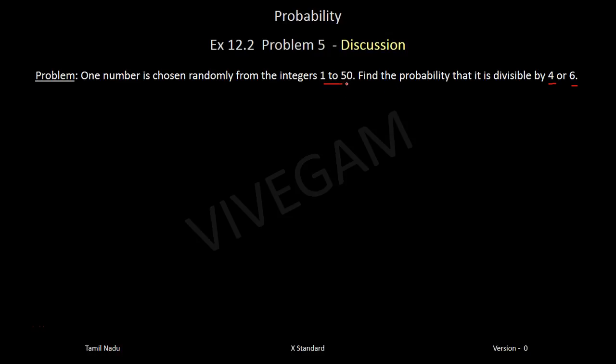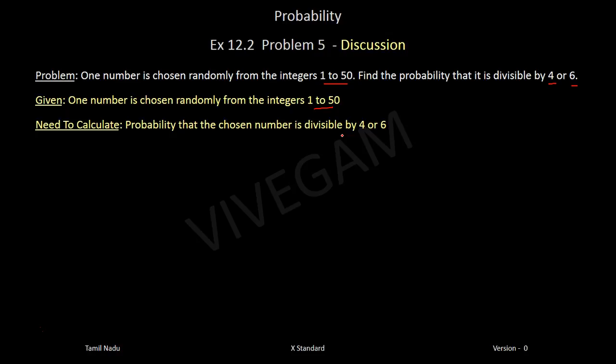What is given? The numbers are from 1 to 50, right? You have to first list out the sample space, then list out the elements of event A, event B, and A intersection B, find probability of A, probability of B, and probability of A intersection B, and substitute those values in the addition theorem. Okay, let's get going. What is given? The integers are numbered from 1 to 50, and we are asked to find the probability of choosing a number which is divisible by 4 or 6.